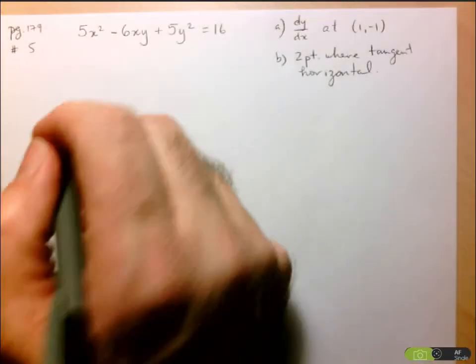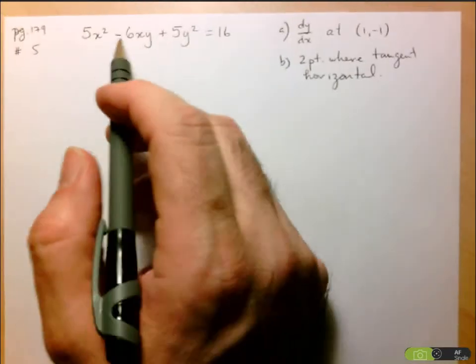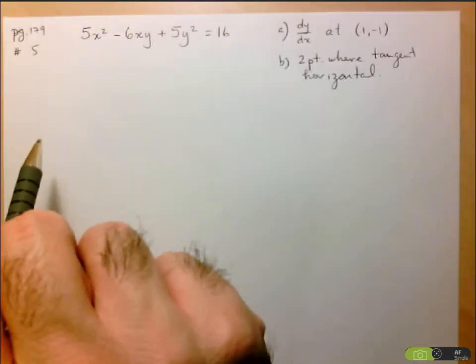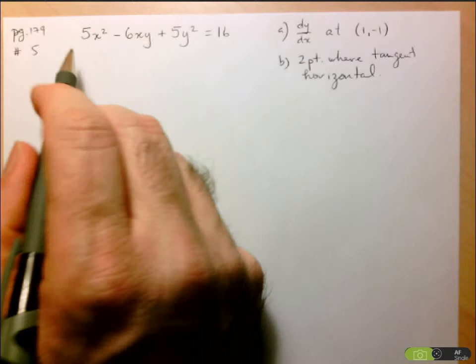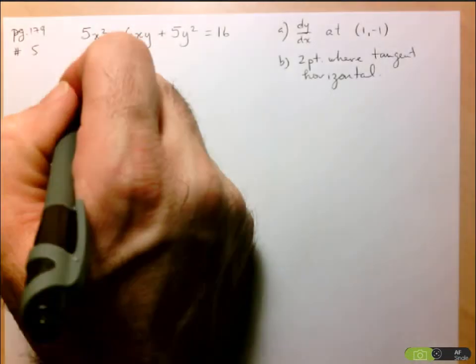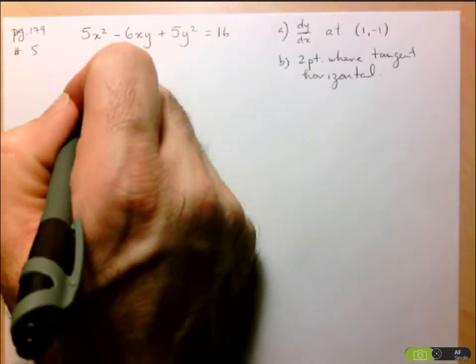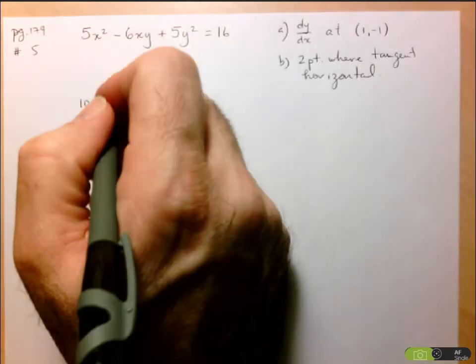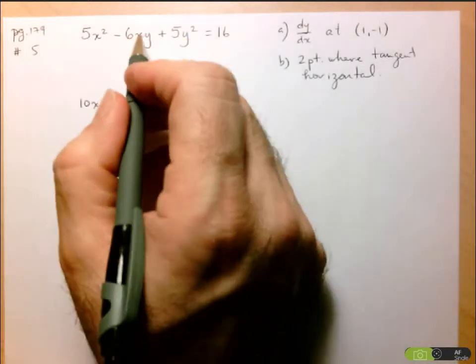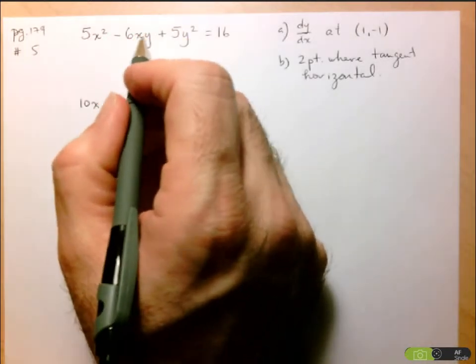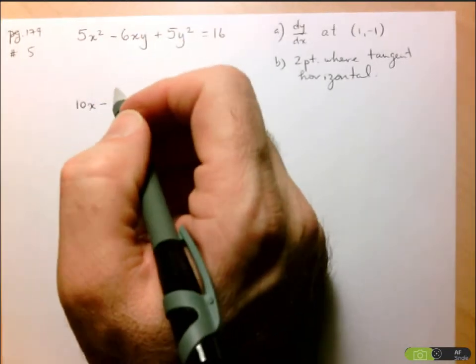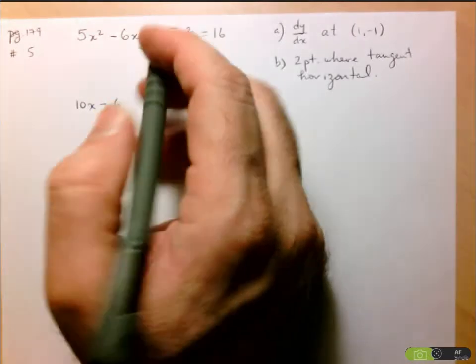Okay, so step 1 is to find the derivative, so we do that by taking the derivative of both sides of the equation. So the derivative of the left here, the derivative of 5x squared is just 5 times the derivative of x squared, so 2x, so 5 times 2x is 10x. Then here minus 6, and the derivative of xy, well, this is a product of two functions of x, so we need to use the product rule.